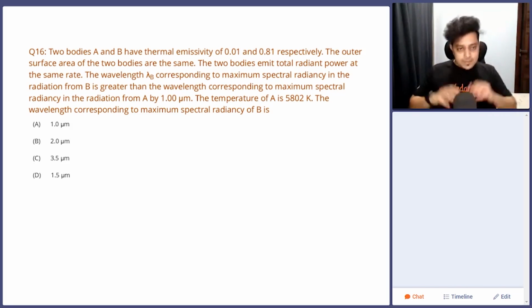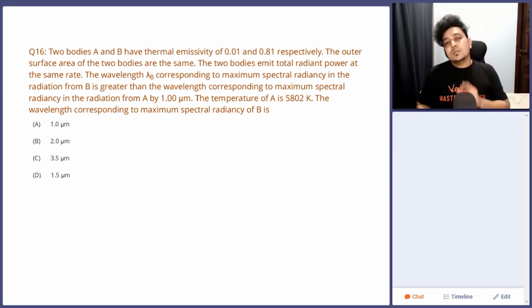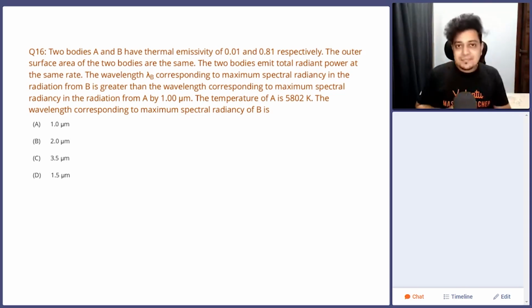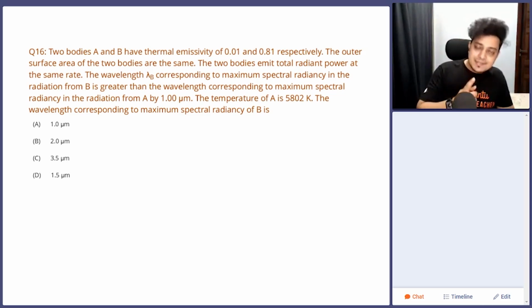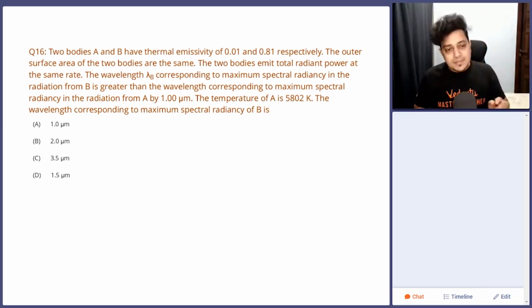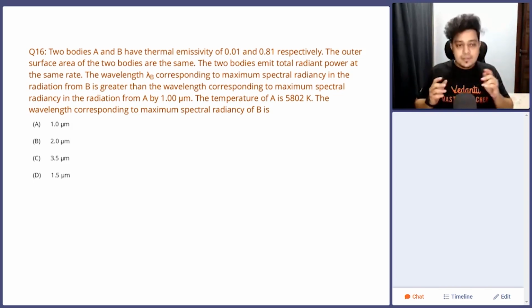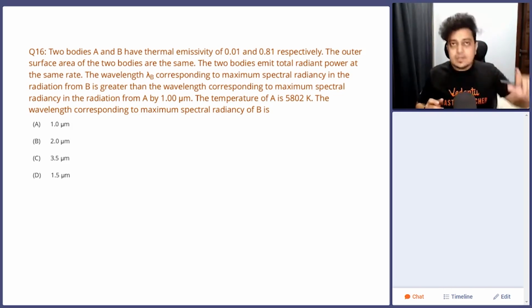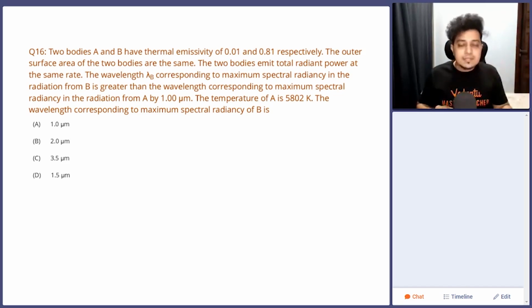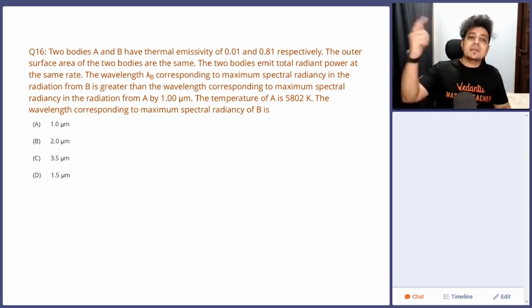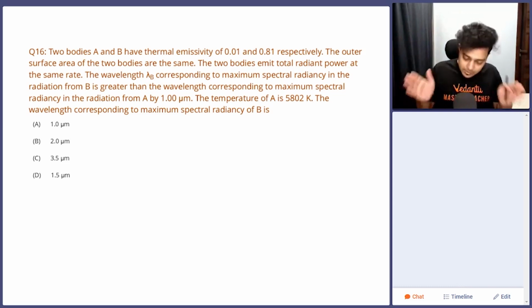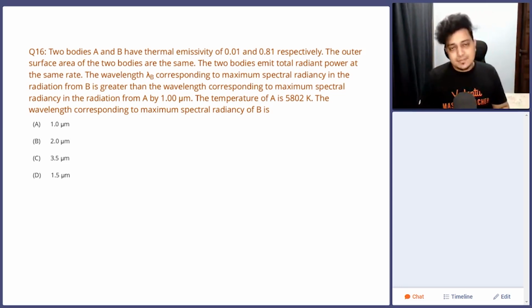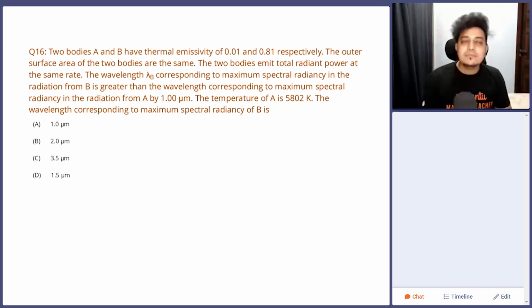Understand that statement once again. A body at a certain temperature will emit heat radiation in different wavelengths. The wavelength which corresponds to maximum intensity is lambda max. Think about Wien's displacement law: as the temperature increases, lambda max decreases. Here they're comparing two objects: the wavelength at which object B gives maximum intensity, and the wavelength at which object A gives maximum intensity. Those two differ by 1 micrometer.